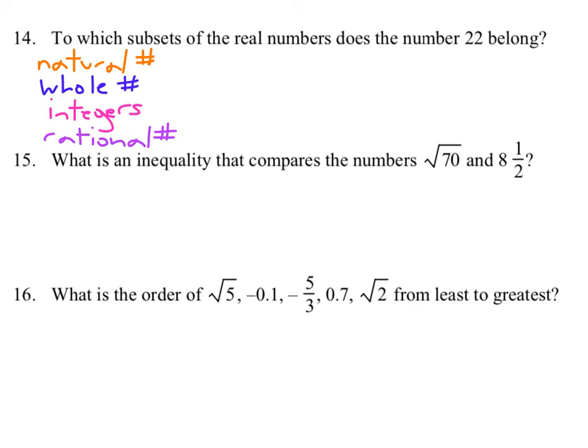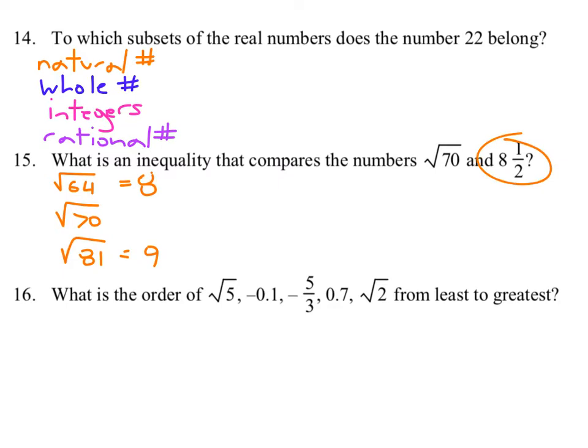Okay? So, moving on. It says, what is an inequality that compares the numbers square root of 70 and 8.5? Well, this is an interesting one, because the square root of 70 is somewhere between the square root of 64, which is 8, and the square root of 81, which is 9. So it's somewhere between 8 and 9, and so is this.